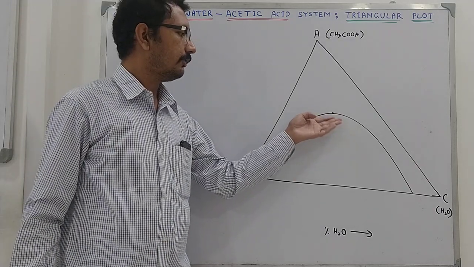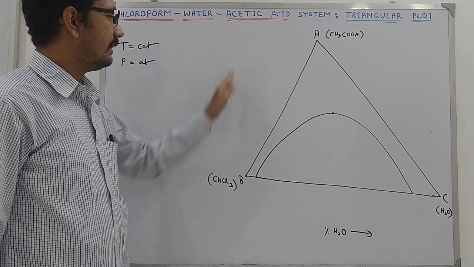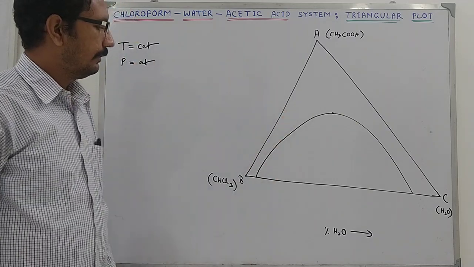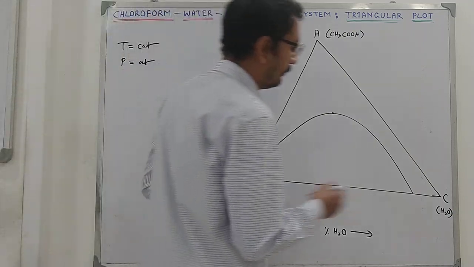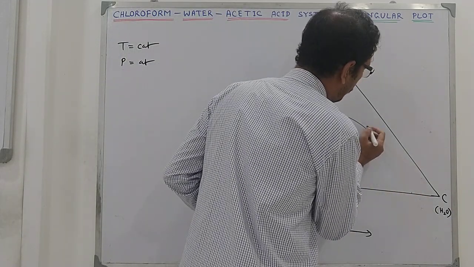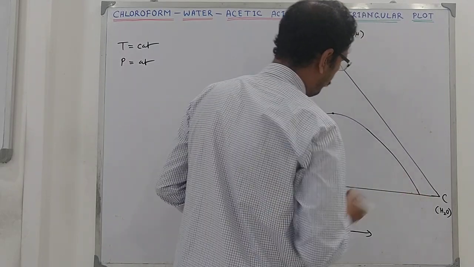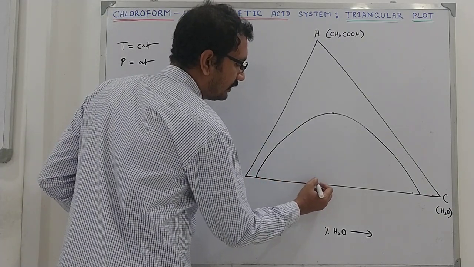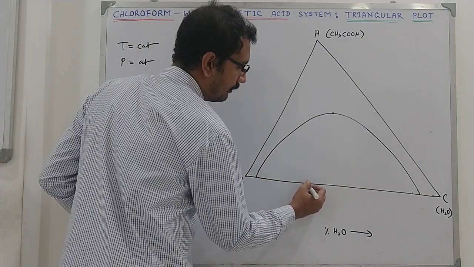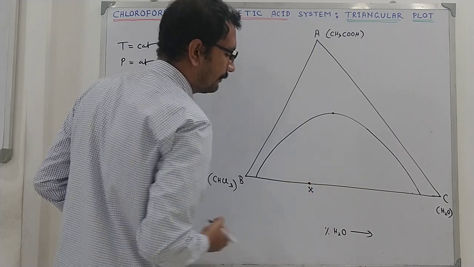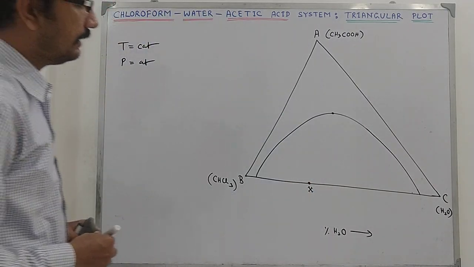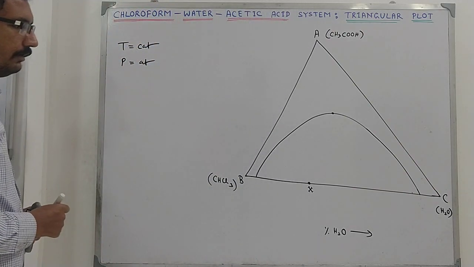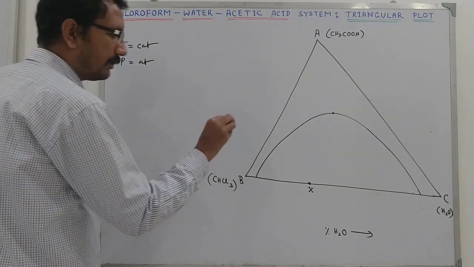Similar to that obtained in the case of the phenol water system with the upper critical solution temperature. But here it is not the upper critical solution temperature, since in this axis we are not using temperature. Temperature is kept constant throughout this diagram. So this is not a temperature composition diagram. Now let us start with any composition, say X. We have to understand this position.